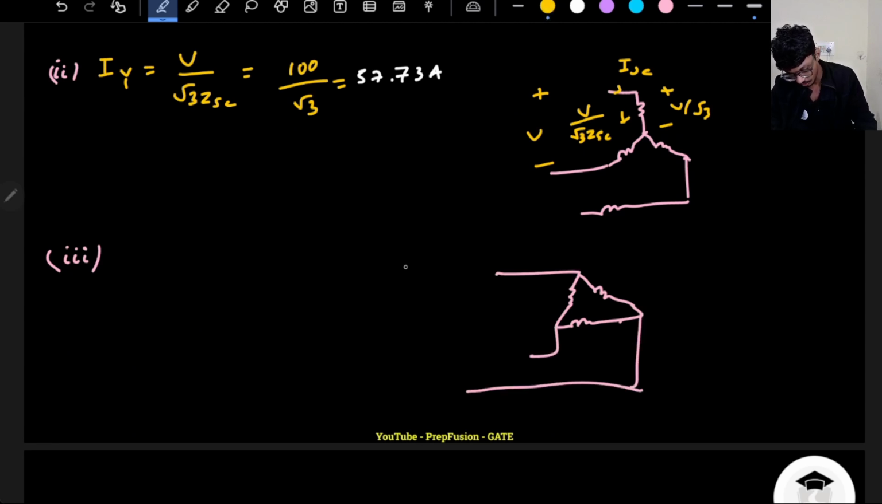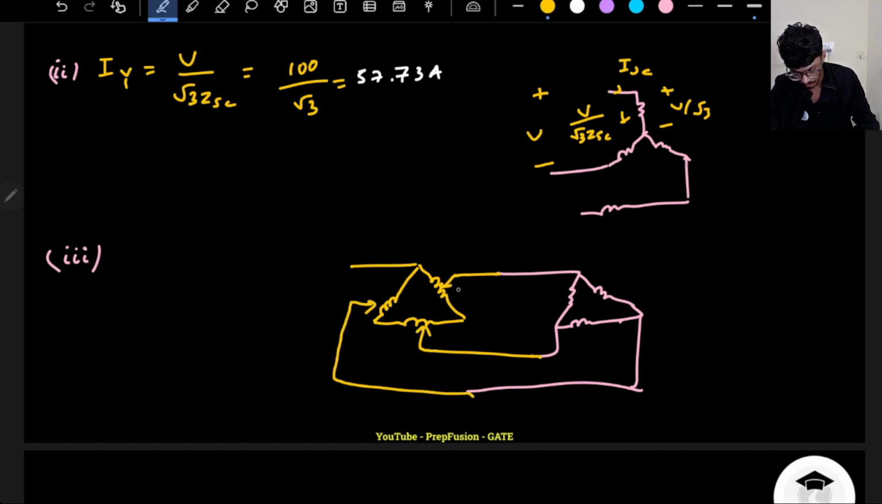So if I use an auto transformer, what it will do is basically there will be tappings. So I will get a reduced voltage X into V. If I am providing V voltage, I will get reduced voltage. Due to the reduced voltage, reduced current will flow. What will be the reduced current? XV by ZSC. This will be the reduced current.